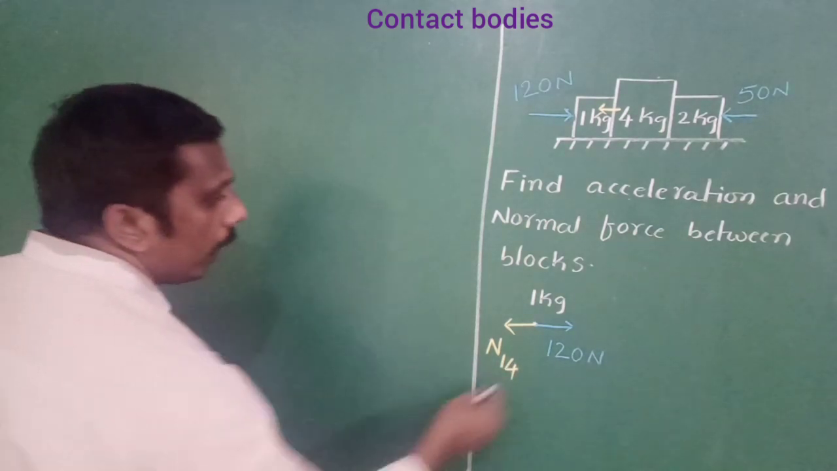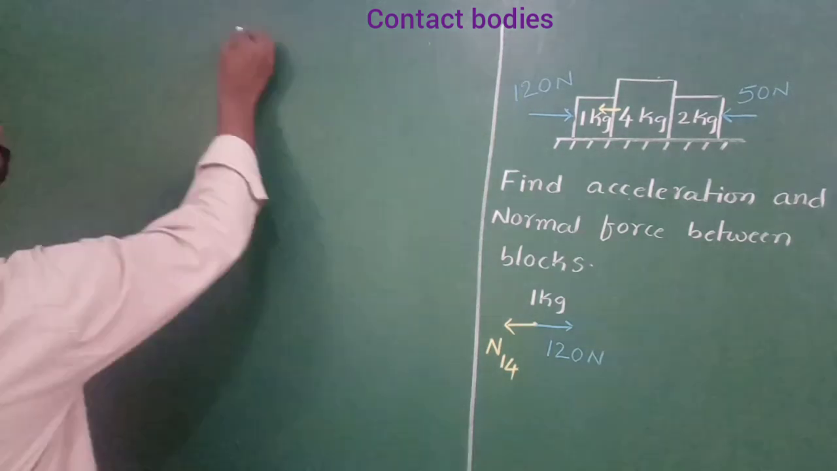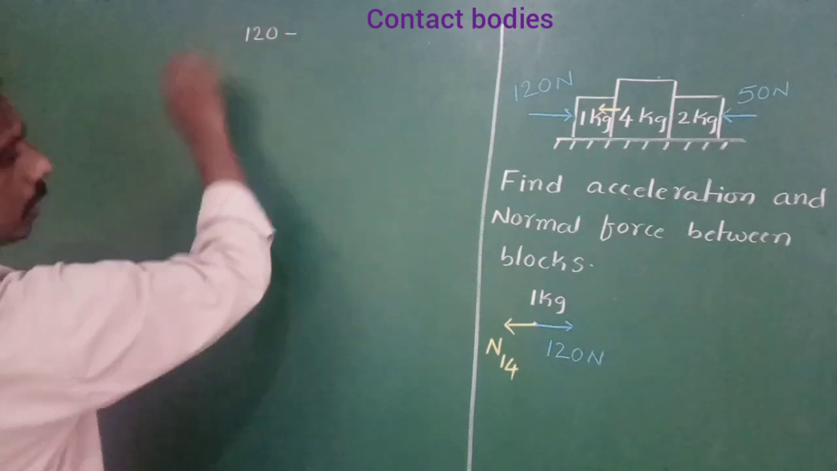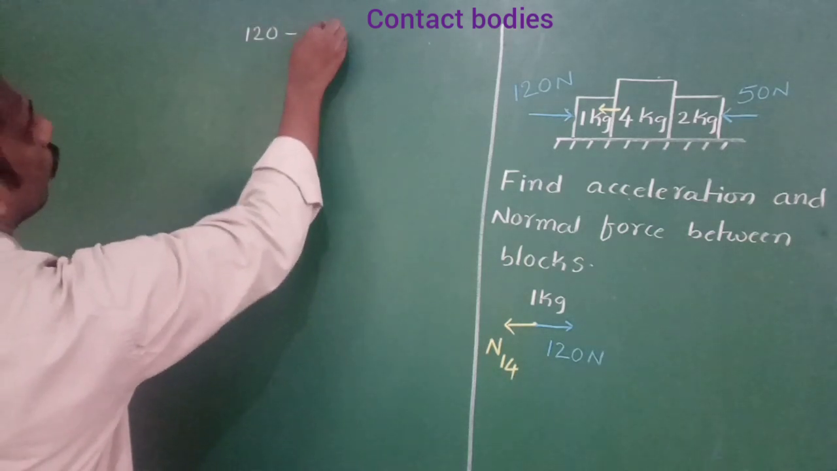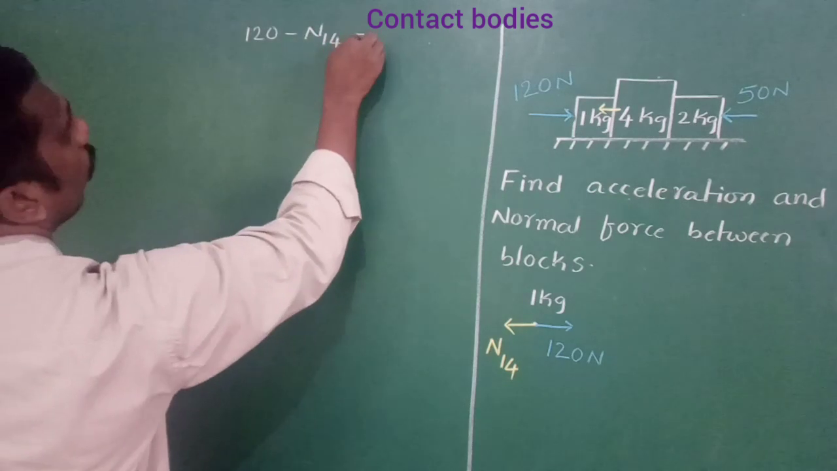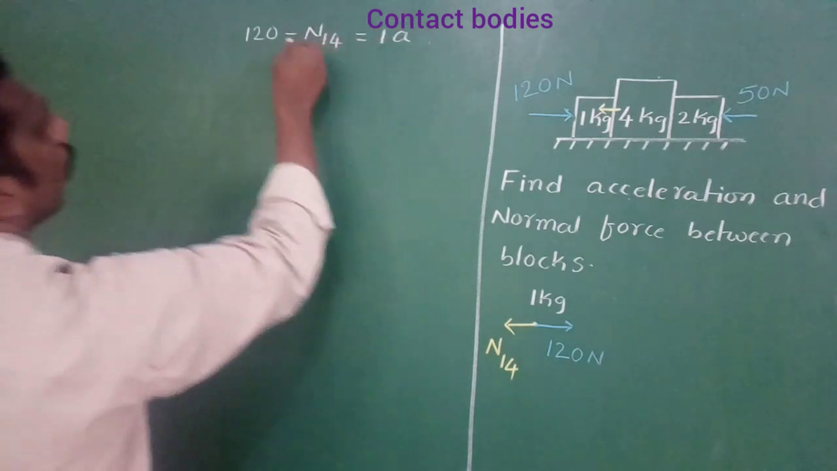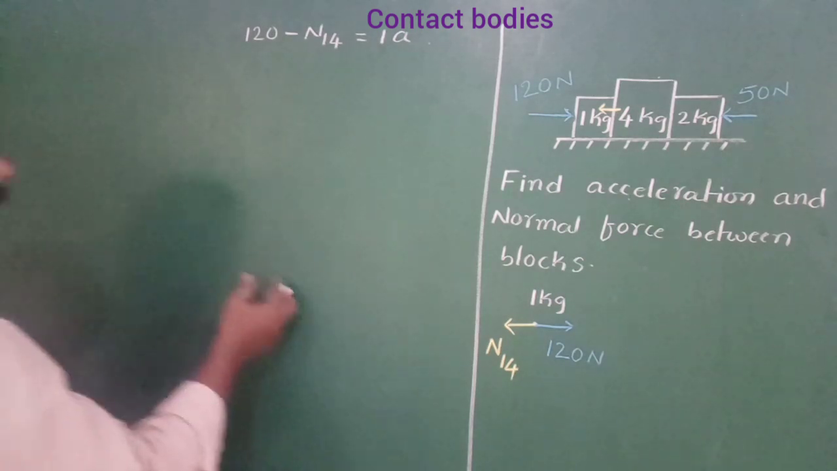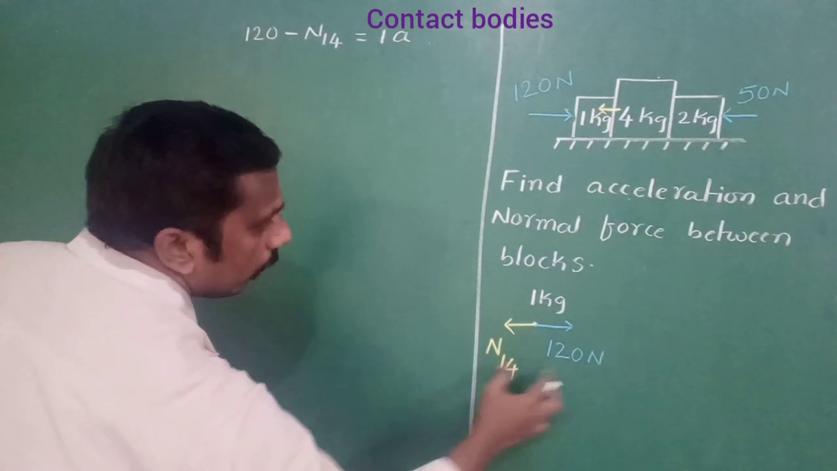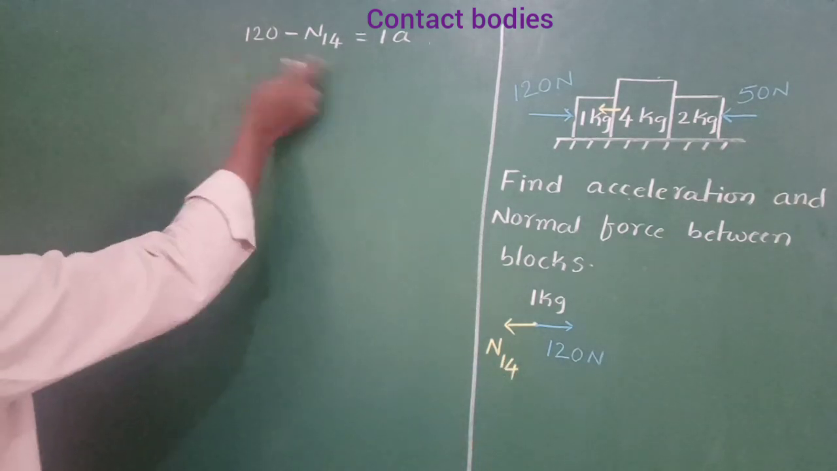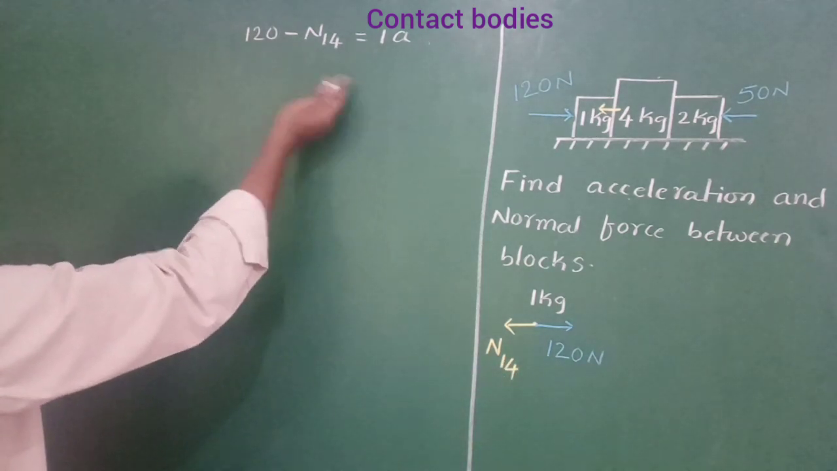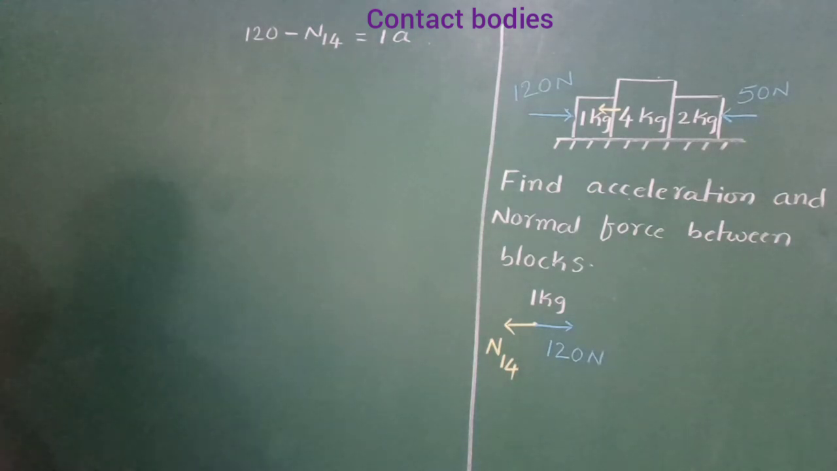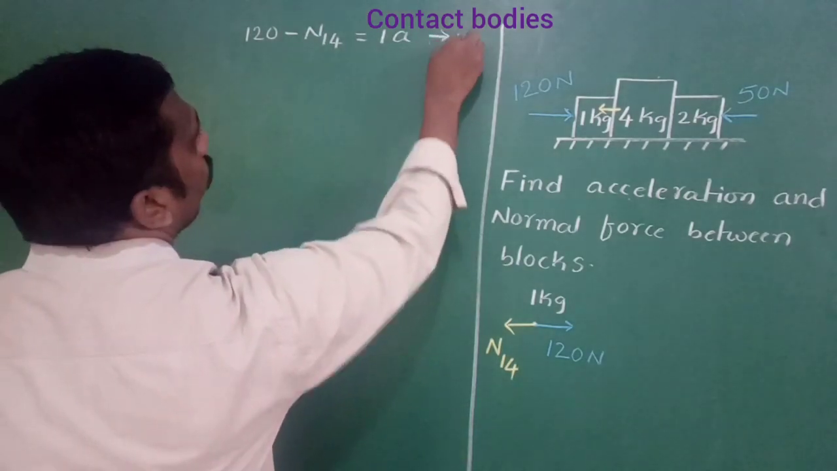From this we write the equation: 120 minus N14 is equal to 1 into a. Net force is equal to mass into acceleration. Net force: 120 acting right, N14 acting left. Left force is taken as negative, right force is taken as positive. So 120 minus N14 is equal to 1a. Say this is equation 1.